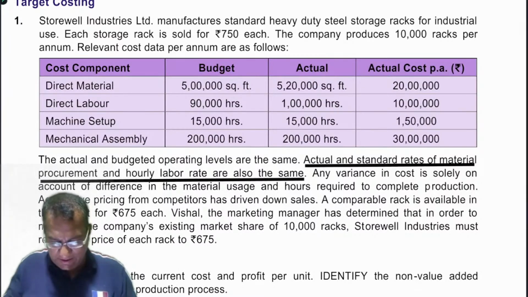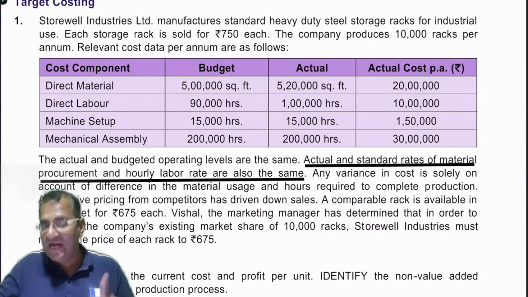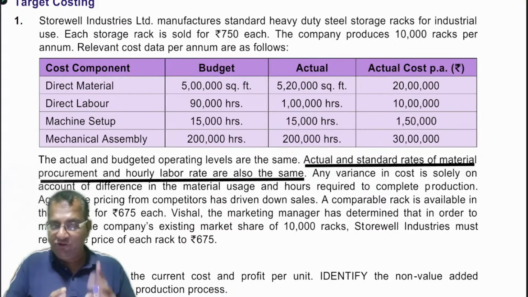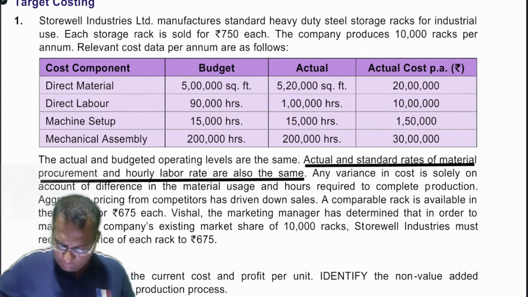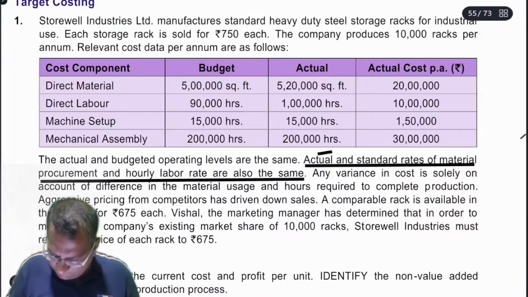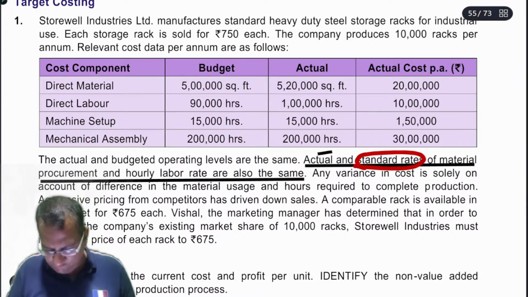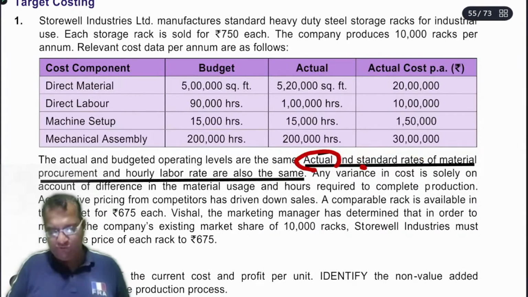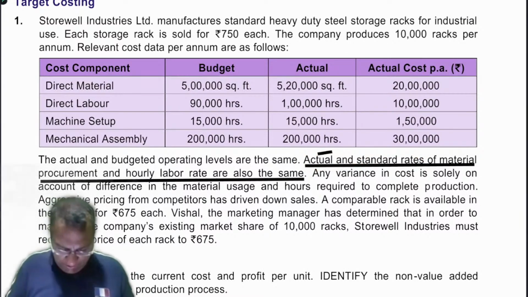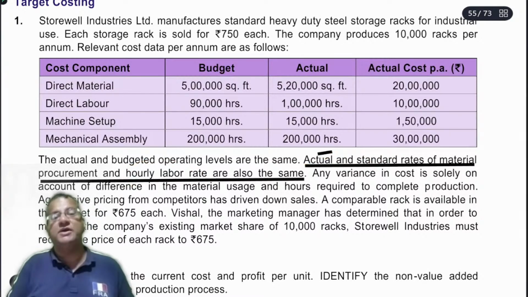So this line indicates that there will be no material price variance. Material variance is bifurcated into two parts: material price variance and material usage variance. Labor variance is again bifurcated into two parts: labor rate variance and labor efficiency variance. Okay, तो यहां पे ध्यान दीजिए, actual and standard rate of material procurement are same. It means the standard price of raw material and the actual price of raw material is same. Okay, same as the hourly labor rate. Actual hourly labor rate and standard hourly labor rate are also same.